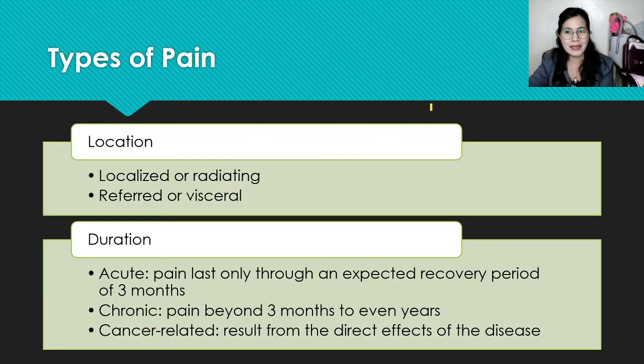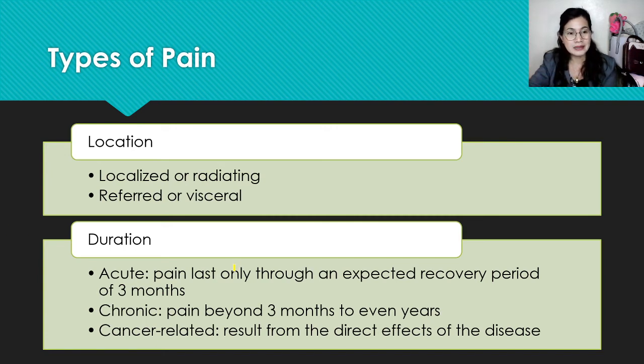For the types of pain, we can check on the location. Is the pain localized or radiating? For example, low back pain: does it radiate to other parts adjacent to the back? Is it referred or visceral? Meaning, does it appear to arise in different body parts, like, for example, if there's cardiac pain, is there also shoulder or chest pain? How about visceral, arising from organs?